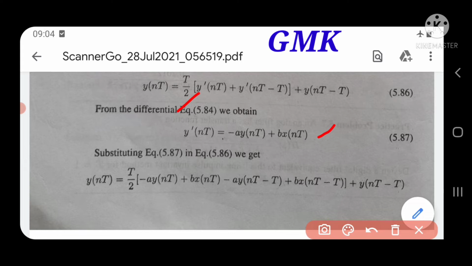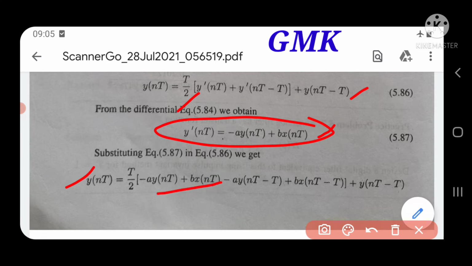So with the help of that one, you have to substitute the 5.87 equation. This equation is substituted in the above equation, 5.86. So we will get the below equation, that is nothing but y of nT is equal to T by 2 as usual. So y dash of nT can be represented as minus a into y of nT plus b into x of nT.